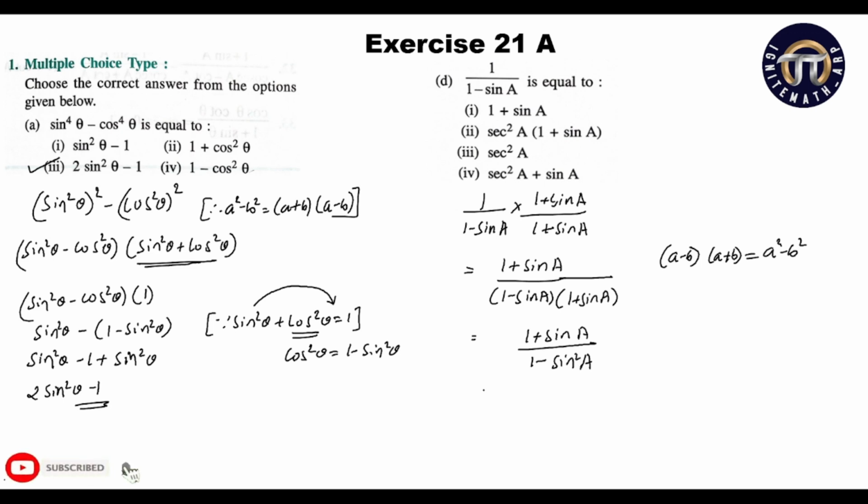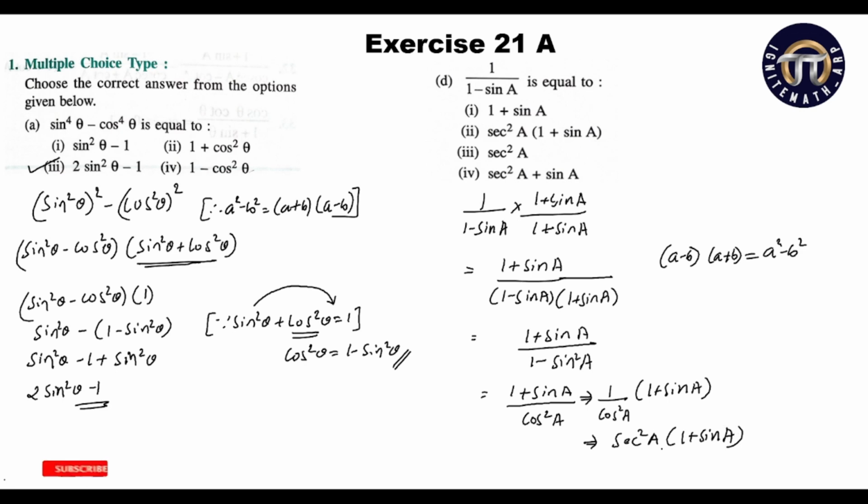Clear, children? So now I can write this one as 1 plus sine A divided by 1 minus sine square A, which is nothing but cos square A. Clear, children? The same logic is applied over here. So now what can I write this one? I can write this one as 1 by cos square A into 1 plus sine A. So 1 by cos square A is nothing but secant square A into 1 plus sine A. So secant square A into 1 plus sine A, that is option number 2, is the right answer.